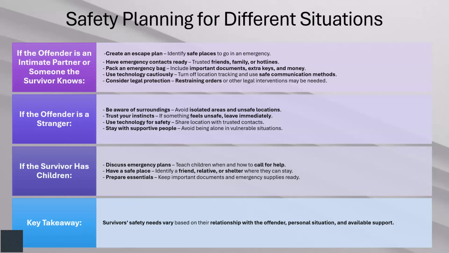Okay. Also, making sure that they have a safe place, where you may have a friend who has a space for them and their children, a trusted friend, relative, or even a shelter where they can stay, and of course, preparing those essentials. So as you can see, across the different scenarios, the safety plan is catered. It is not one size fits all, and it's based off the relationship with that offender.